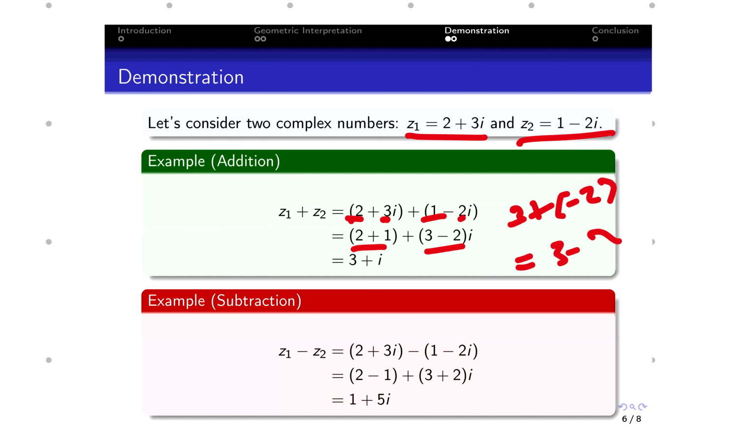3 minus 2 is 1, so that's like 1i. 1i is simply i, right? So that's why for the addition you have 3 plus i. So when you come to subtraction, right?